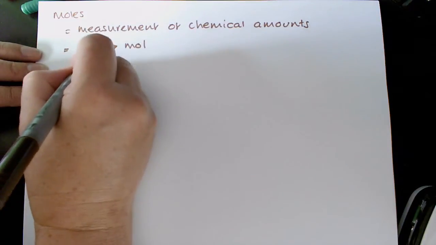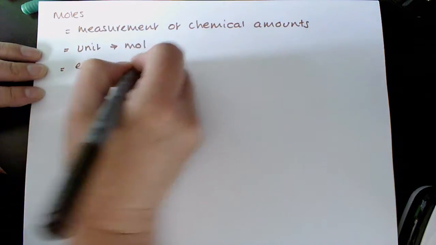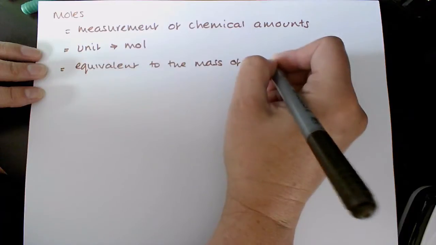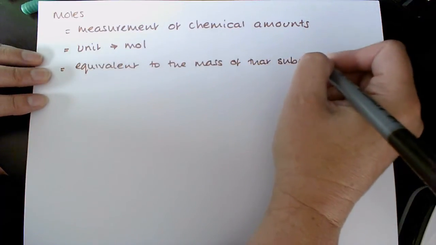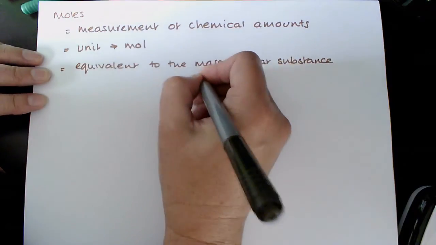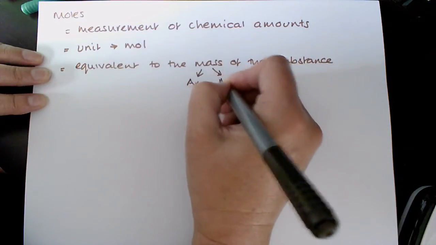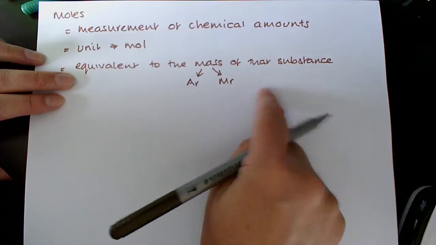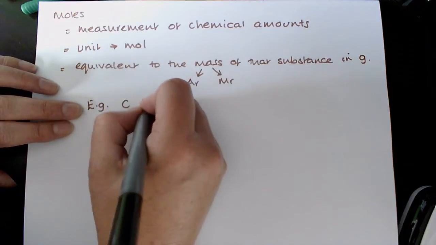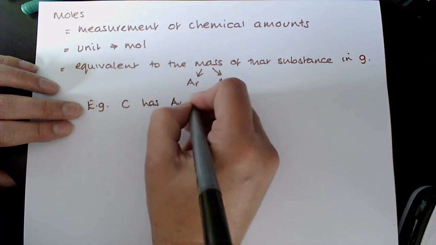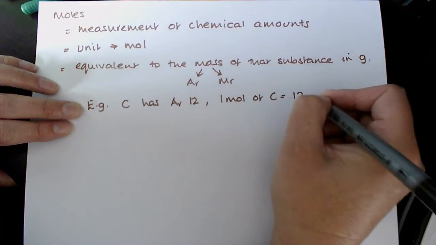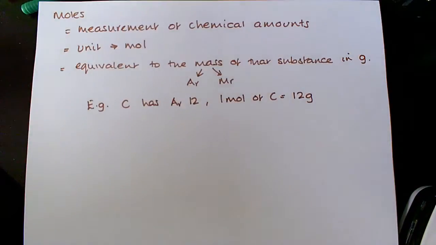And a mole, 1 mole of any substance, is equivalent to the mass of that substance. Okay, and when we're talking mass, we're talking either the AR or the MR. So it's equivalent to the mass of that substance in grams. So, for example, carbon has an AR of 12. So 1 mole of carbon is equivalent to 12 grams of carbon.